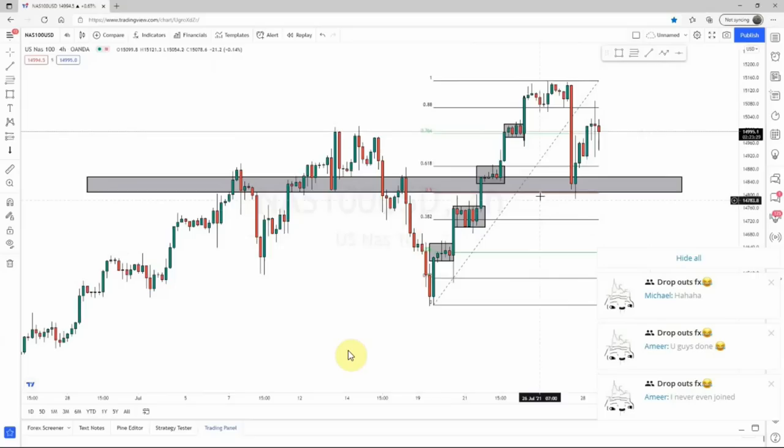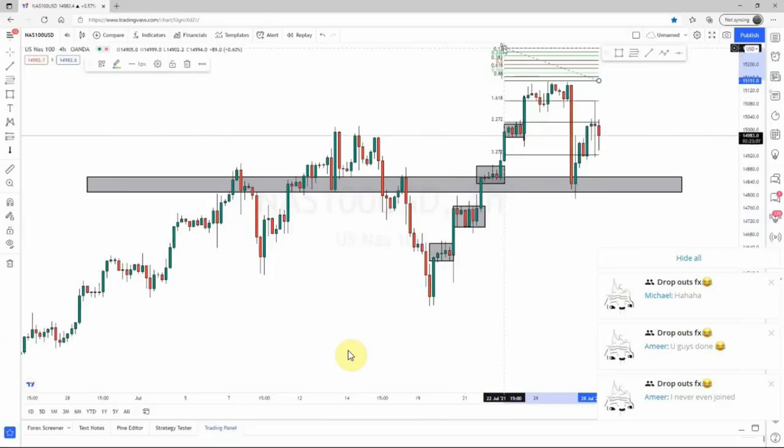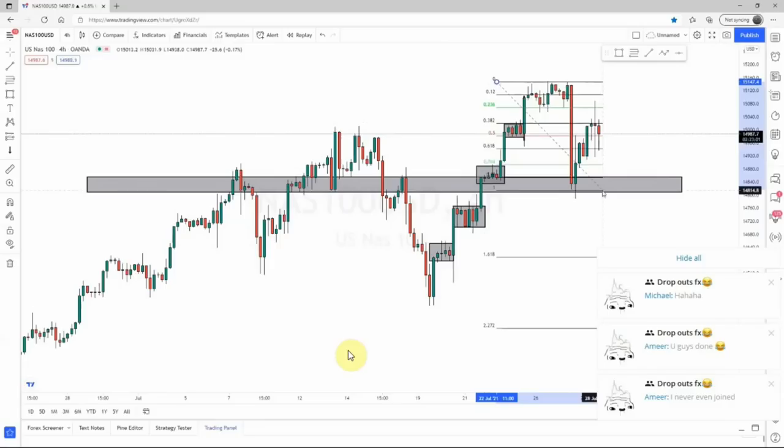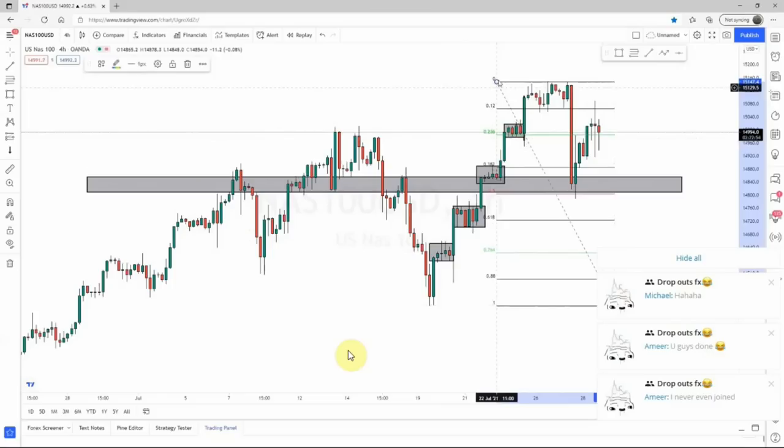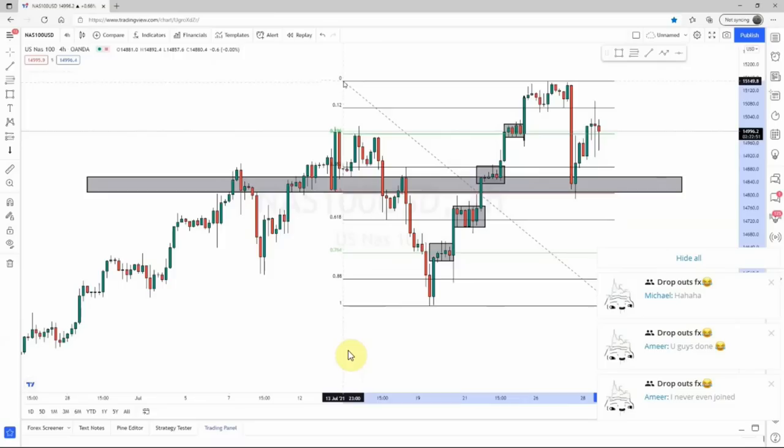anything below the 50 is considered discounted price. Right? They broke out of the 50. So this automatically tells me that they have gotten their discounted price. If we take this whole move, they got discounted price. Yes, they could have come over here. That would have been obviously more of a discounted price, but they still got discounted price.